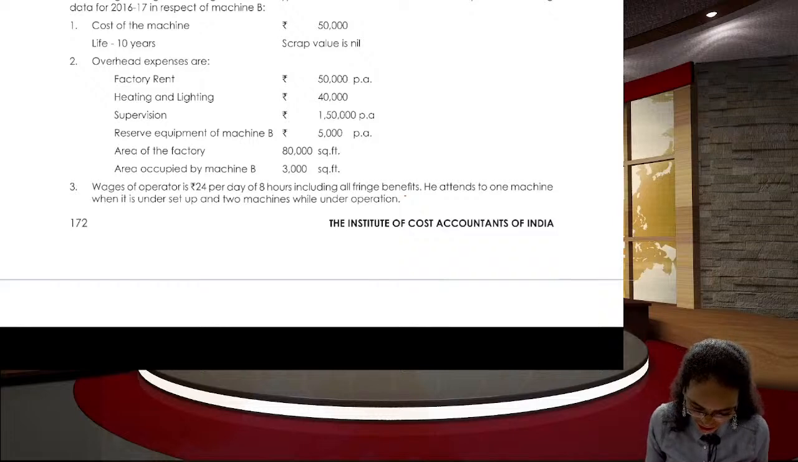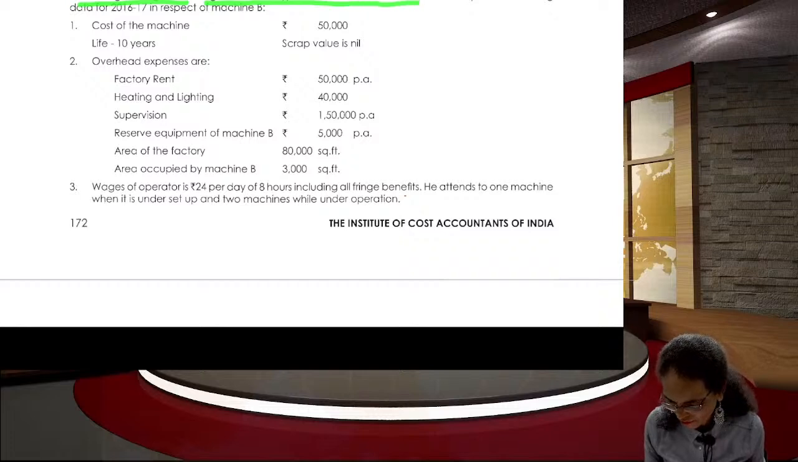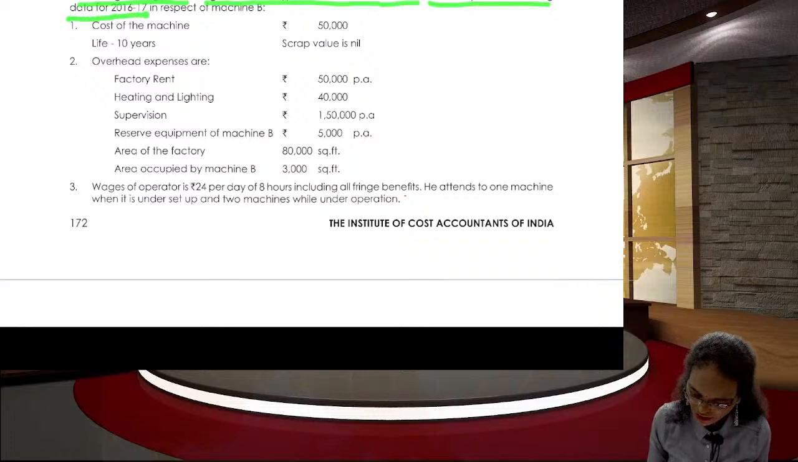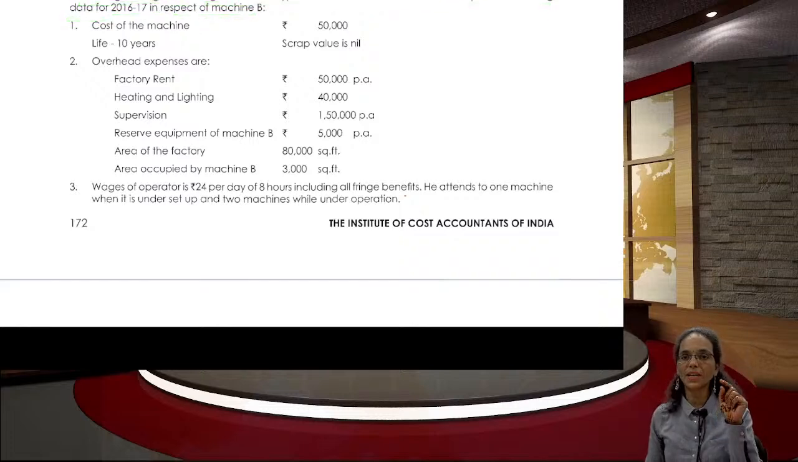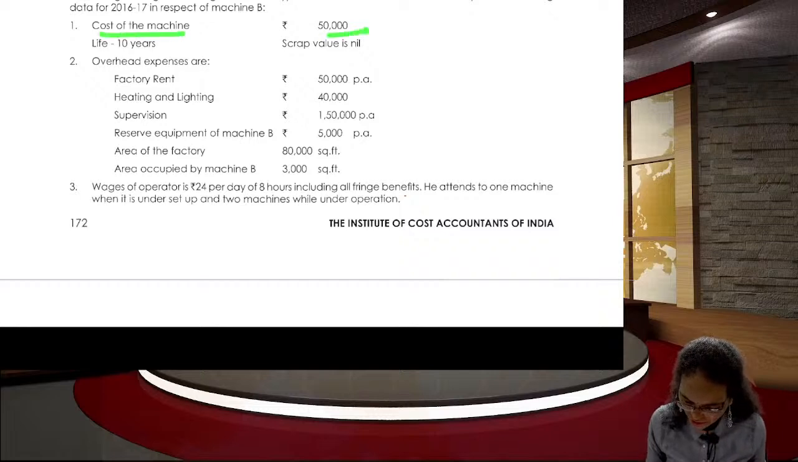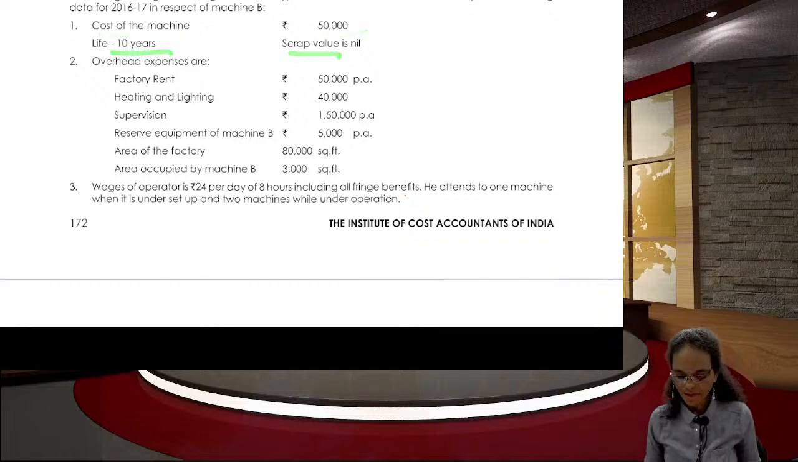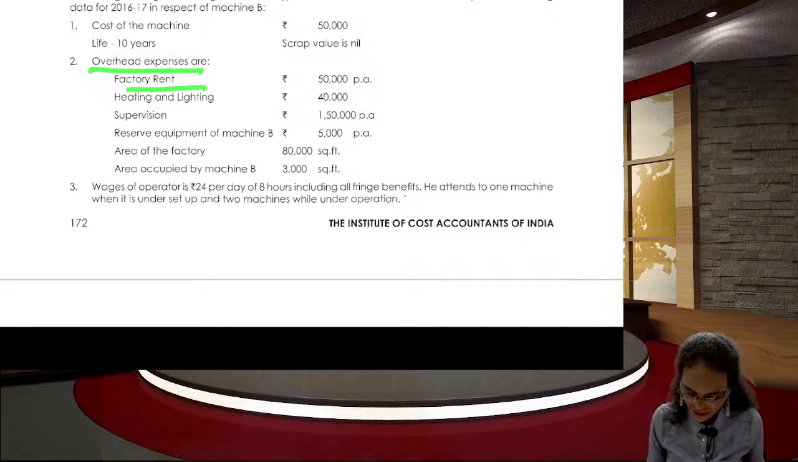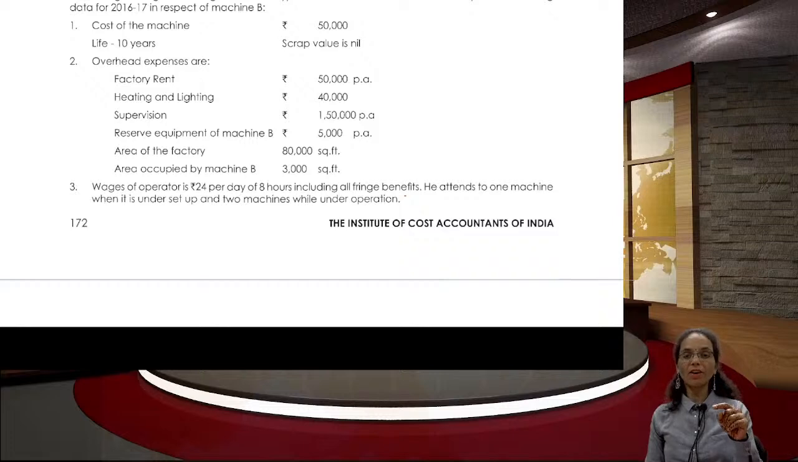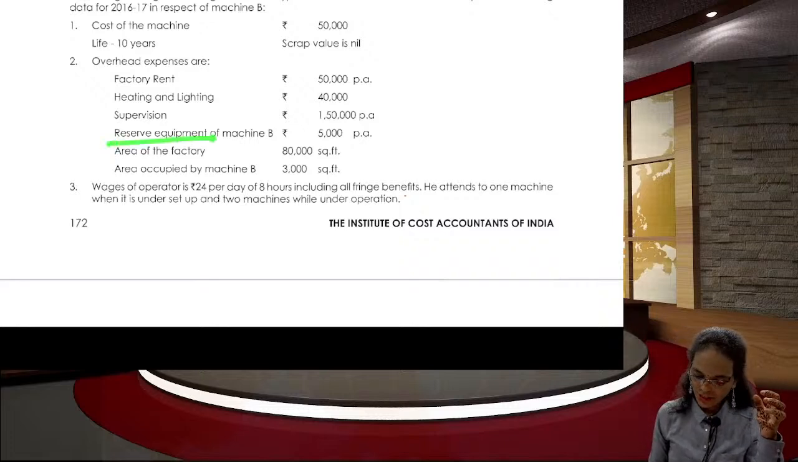AB Limited, an engineering company, has 25 different types of automatic machines. It furnishes the following data in respect of machine B. He is talking about only machine B. Cost of the machine is given as 50,000. Life of the machine is given. Scrap value is given. Overhead expenses are given: rent, heating and lighting, supervision. Reserve equipment of machine B is given, in the sense if something happens to this machine, the other machine is kept as a spare.